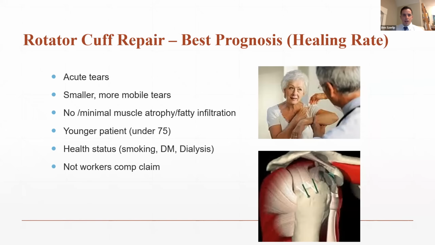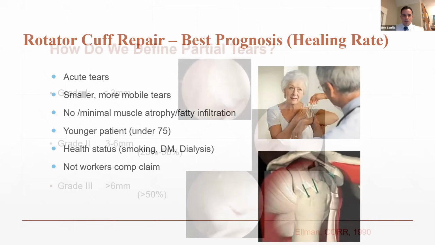So in general, the best prognosis is for acute tears. They haven't been going on for years. They're smaller, more mobile, meaning not pulled back and stuck and scarred down. There is minimal atrophy. The patient's younger. We call younger under 75, but I tell patients all the time that some of my 75-year-olds are running marathons and should be on a Centrum Silver commercial. And some of my much younger patients are not in great shape, or their other health status, smoking, diabetes, kidney issues. The data also shows that workers' comp claims can have a negative influence on some outcomes, but that's out of the scope of this talk.